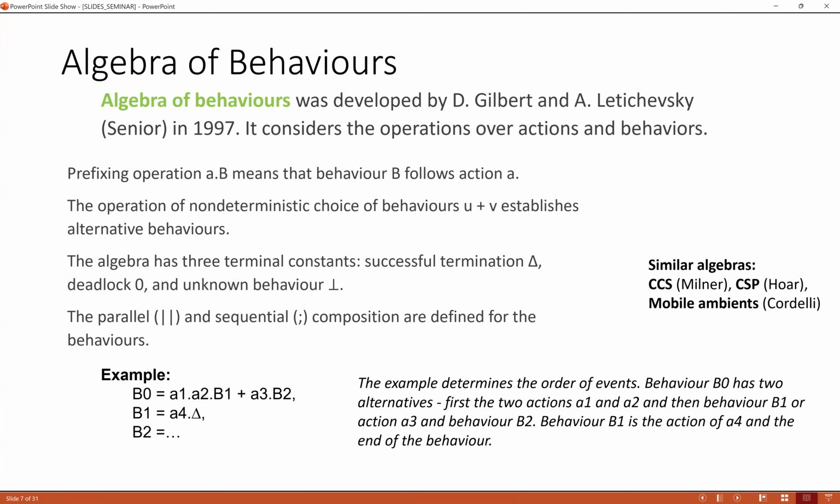Algebraic behavior was developed in the scope of the theory of agents and environments. It is a double-sorted algebra over the actions of agents and behaviors. It has two operations: the prefixing operation, which separates the first action in the behavior, and the non-deterministic choice, which establishes alternate behaviors. It also has the terminal constants: successful termination, deadlock, and unknown or arbitrary behavior.